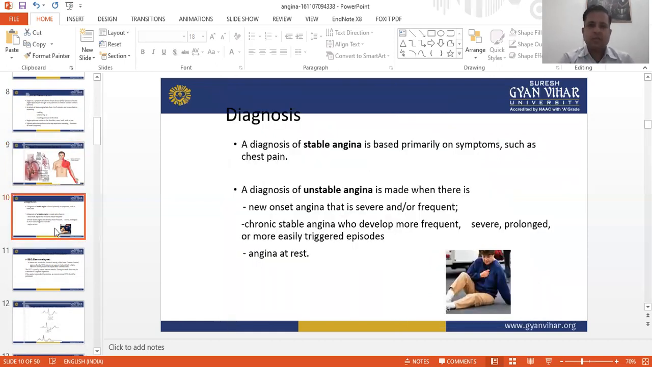Diagnosis: a diagnosis of stable angina is based primarily on symptoms such as chest pain. A diagnosis of unstable angina is made when there is new-onset angina that is severe or frequent, chronic stable angina that becomes more frequent, severe, prolonged, or more easily triggered, and angina at rest.